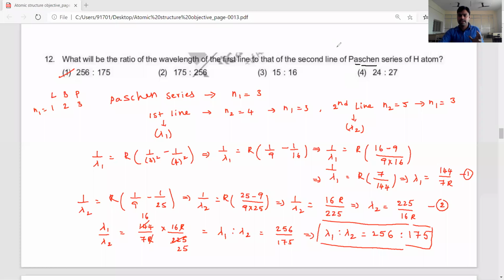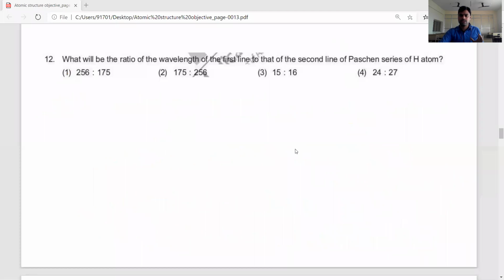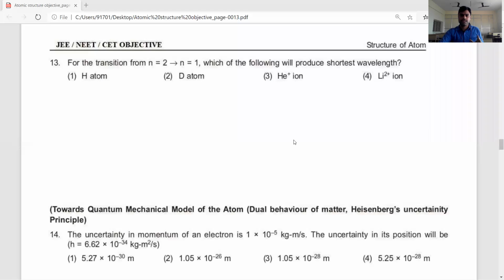Okay students. Let's go for the next question. It's very easy ma. 13th question. For the transition n equal to 2 to 1, which of the following produces the shortest wavelength? Shortest wavelength means lambda is low. So for this we have a formula. n equal to 2 to 1, or 3 to 2, or whatever it may be, which transition produces the shortest wavelength.